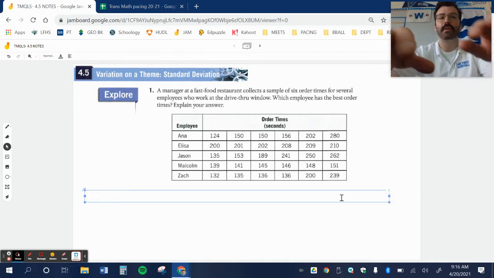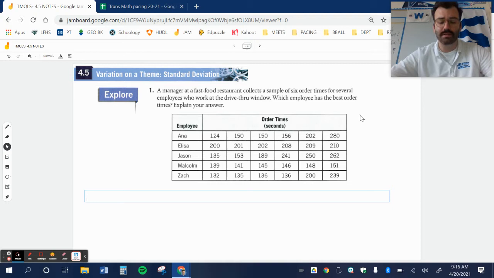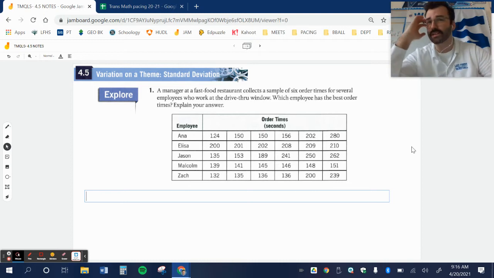Go ahead. All right. So after looking this over, the first thing I notice is that Anna has the fastest actual time. She also, at the same time, has the slowest time. So Anna's the quickest, but also the slowest at the same time. So that's kind of inconsistent. So I don't know if she has the best order time in my mind.